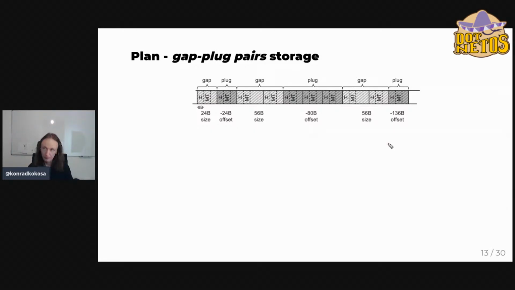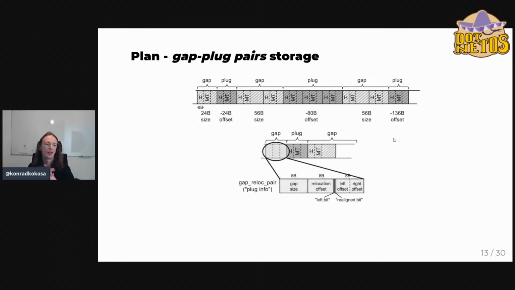We are storing this information in plug info, which is in the gap. To be more precise, it is at the end of the gap preceding the plug, because every plug has a gap before. We store this information that we have found at the end of the gap before the plug. And this is nice, because we have somehow touched this memory region, so it is enough to use it, and we should be happy.